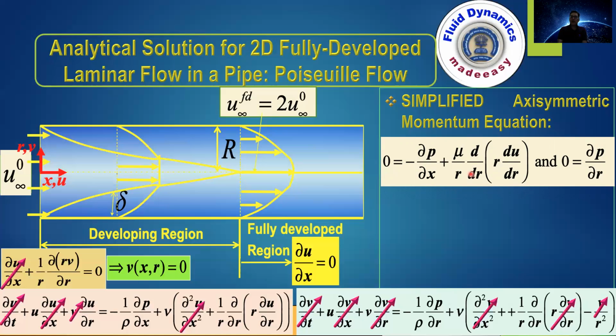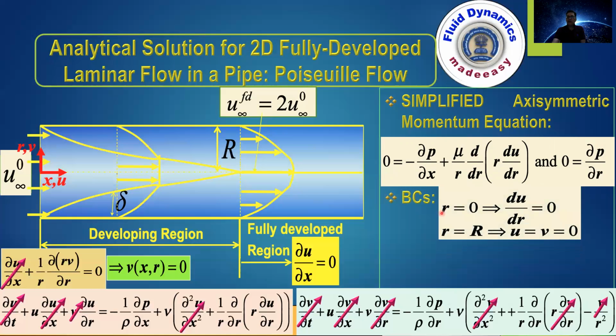Basically now, to obtain the analytical solution, you have a second order ordinary differential equation with a constant. To obtain an analytical solution, you integrate with respect to dr twice, and you get two constants, and those two constants you obtain by using the boundary conditions that you know at the axis of the pipe, that is r is equal to 0.